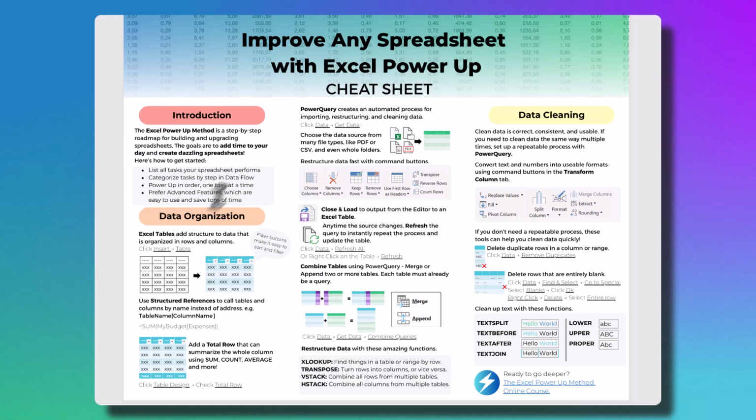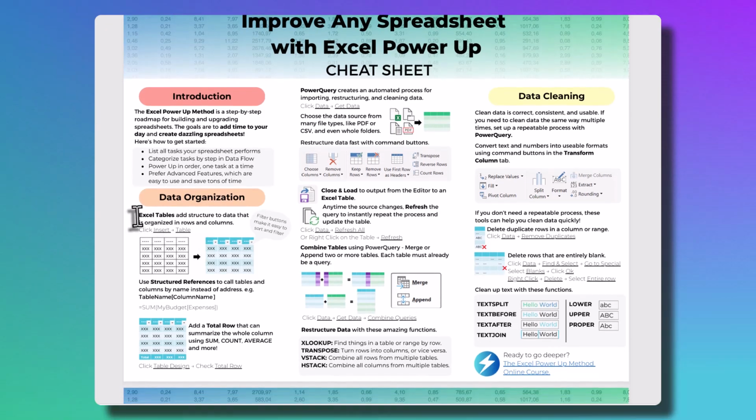So we've got a little introduction, which very briefly summarizes all that the Excel Power Up method is. Then there's data organization, and you can see this is tip number 1, Excel tables. And data organization is huge because this is where we're going to get all of the data in from everywhere that it could possibly be.